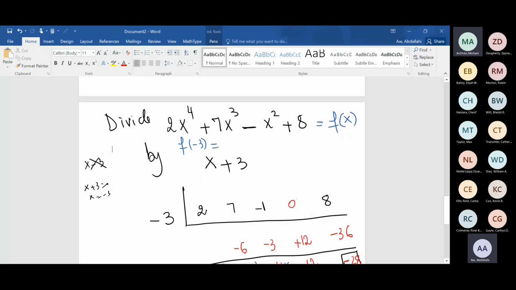Take your time. If anybody has a calculator, take your time and do f of negative 3 and tell me which number you're going to get. I'll give you a whole minute to do that. What is f of negative 3? Plug in negative 3 right there.